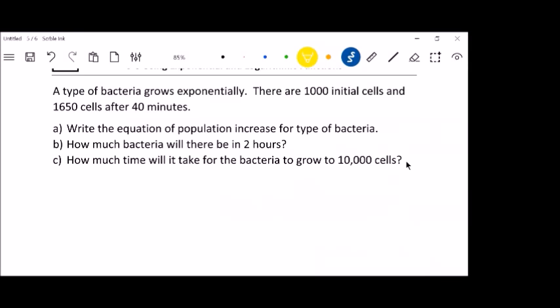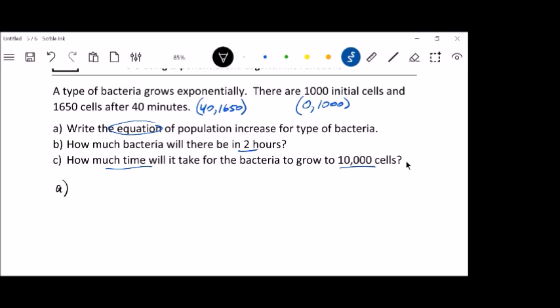So we are looking at bacteria growing. There's 1,000 initial cells, because that's the initial amount or initial time at 0 at the beginning. That's 1,000. And then we also have, after 40 minutes, 1,650 cells. So let's write the equation. How much in 2 hours? How much time to get to 10,000?